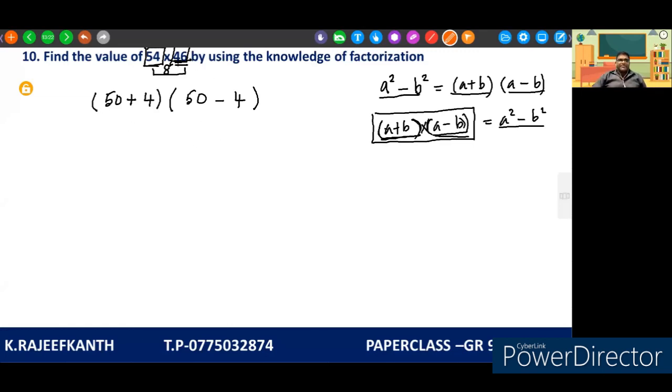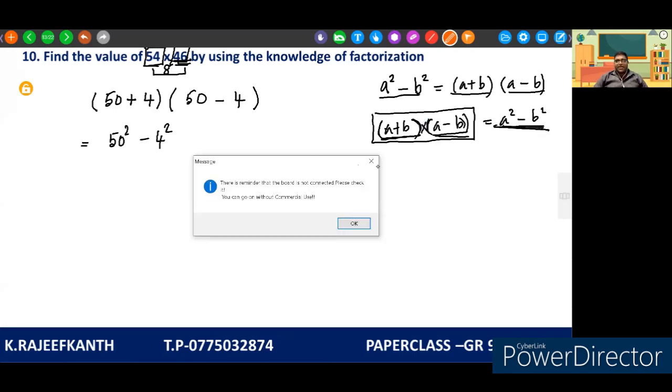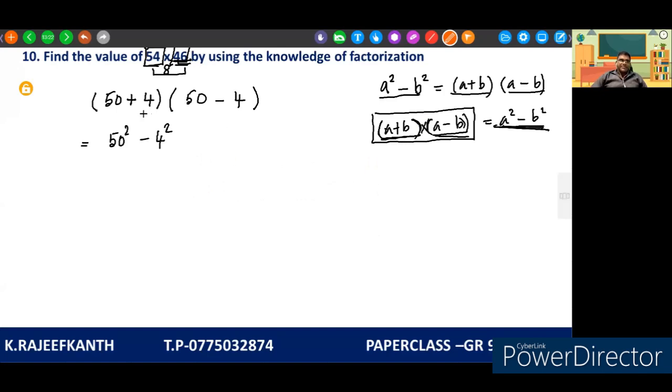Here the second one, 46. Then 50 minus 4 is equal to 46. Then we can write it as 50 minus 4. Here it is a plus b into a minus b. Now we can write it as a squared minus b squared. If it is in the format of a plus b into a minus b, then we can write a squared minus b squared, isn't it? So here 50 plus 4 into 50 minus 4.